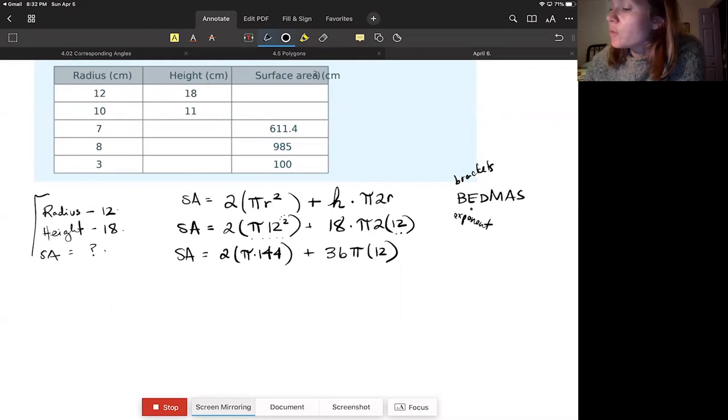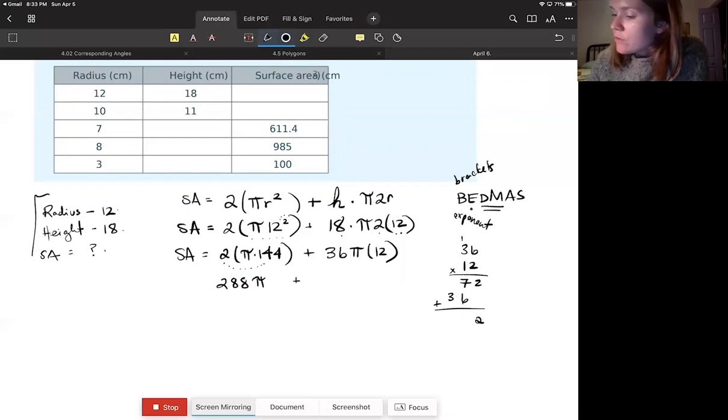I went ahead and multiplied the 18 and my 2 together because multiplication and division is the next part. So I want to multiply all of these together. I don't want to throw the pi in there just yet. Instead, I'm just going to multiply the 2 and the 144 to give me 288 pi plus, let me see, 36 times 12, which gives me 432. Now I add.